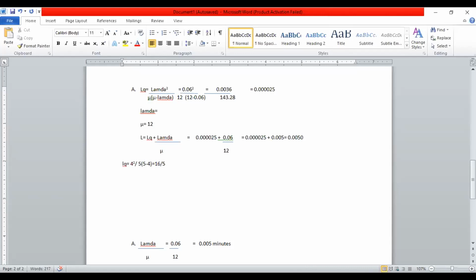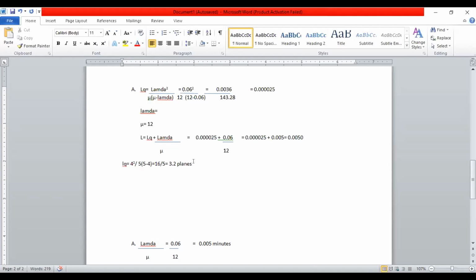So it's actually 3.2 because 1/5 is 0.2. So 3.2 planes, right? Good. So it's 3.2 planes are lined up. So if you get your lambda and your mu incorrect, it's grief because everything turns out to be incorrect. All right. So that is how you do it.